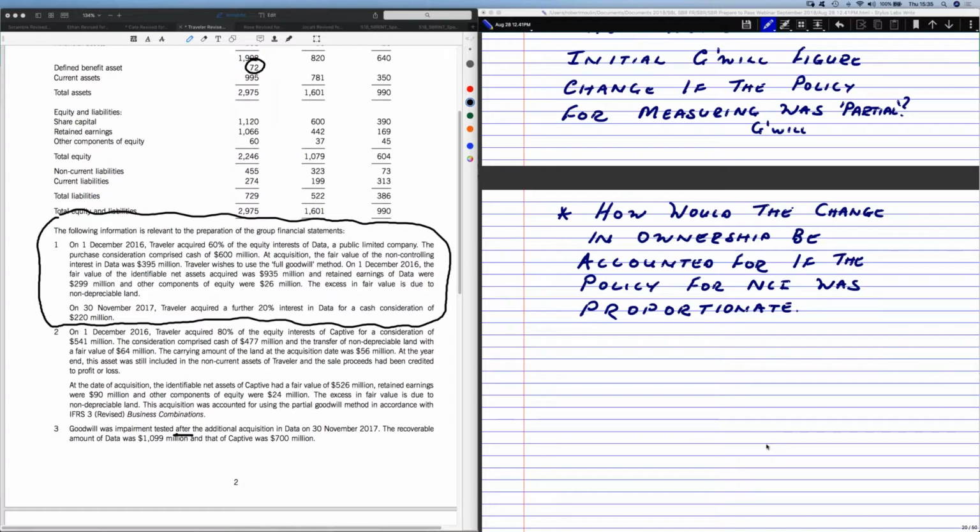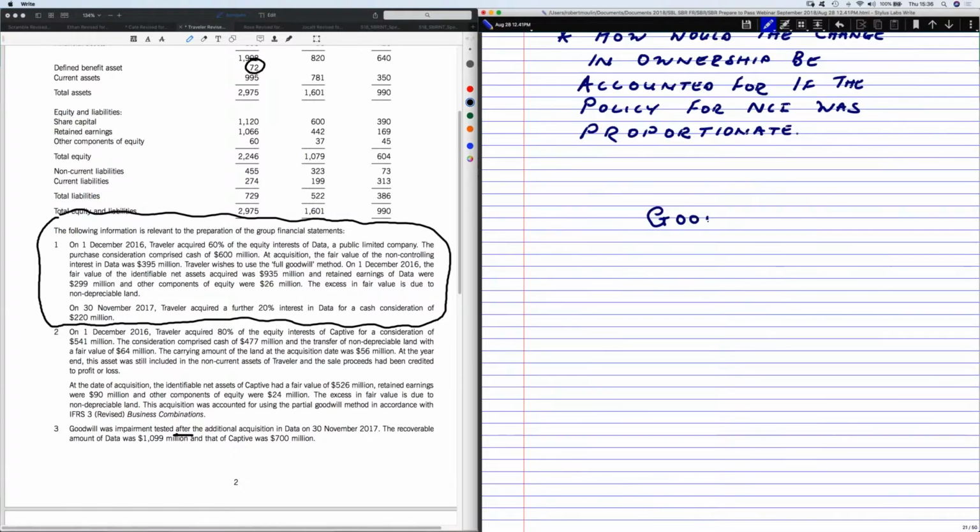Will you have a look at that, please, overnight? Will you have a think about that overnight? And you might need to refer back to the recording to look at the figures. But remember, the fair value policy produces a higher goodwill figure. It produces a higher impairment charge and it produces a higher NCI. Purely and simply because of that one word that you told me, which of course is goodwill.